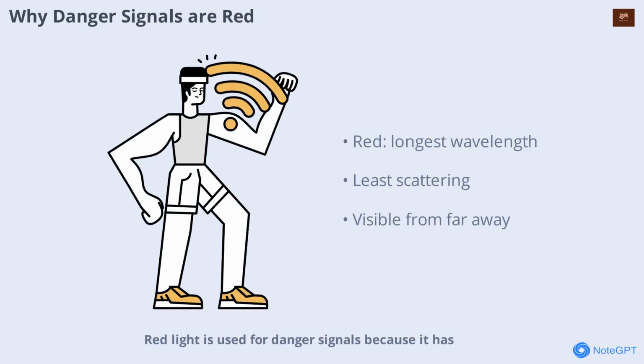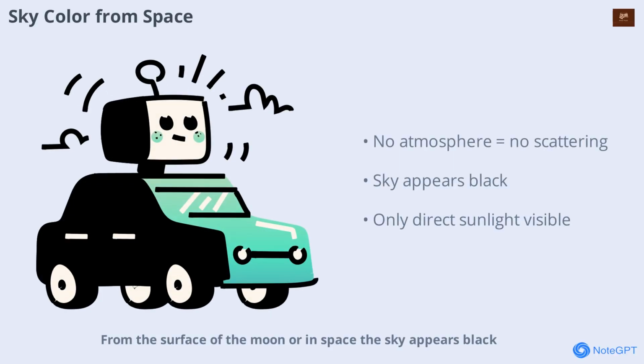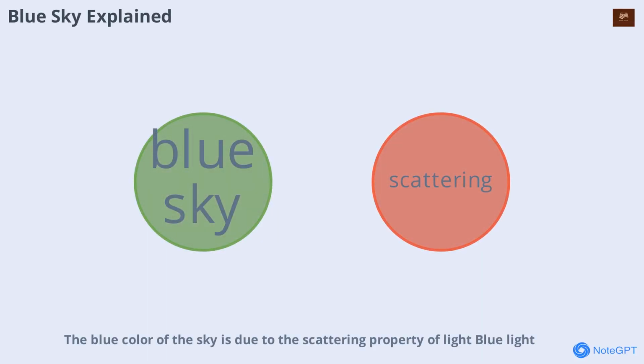Red light is used for danger signals because it has the longest wavelength and is scattered the least by air molecules. This allows red signals to be seen from the greatest distance, making them ideal for warnings and alerts. From the surface of the moon or in space, the sky appears black. This is because there is no atmosphere to scatter sunlight, so only direct sunlight is visible and the rest of the sky remains dark. The blue color of the sky is due to the scattering property of light.